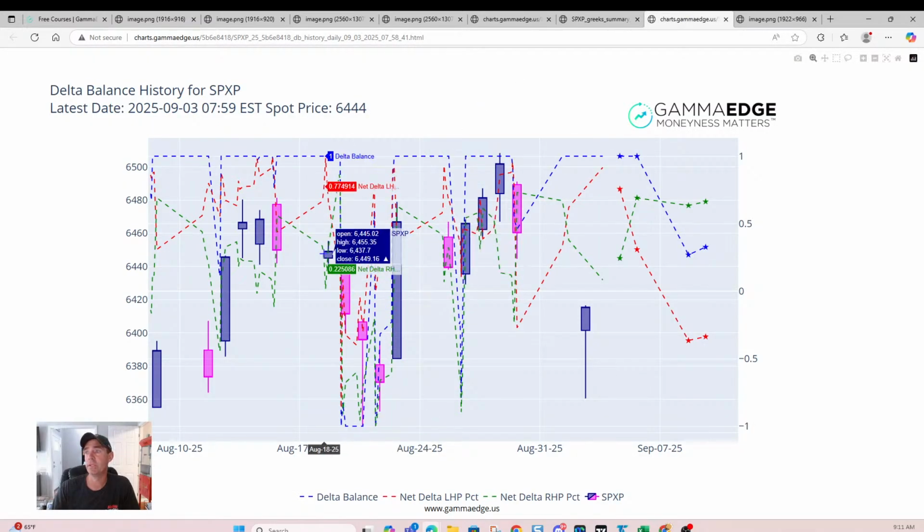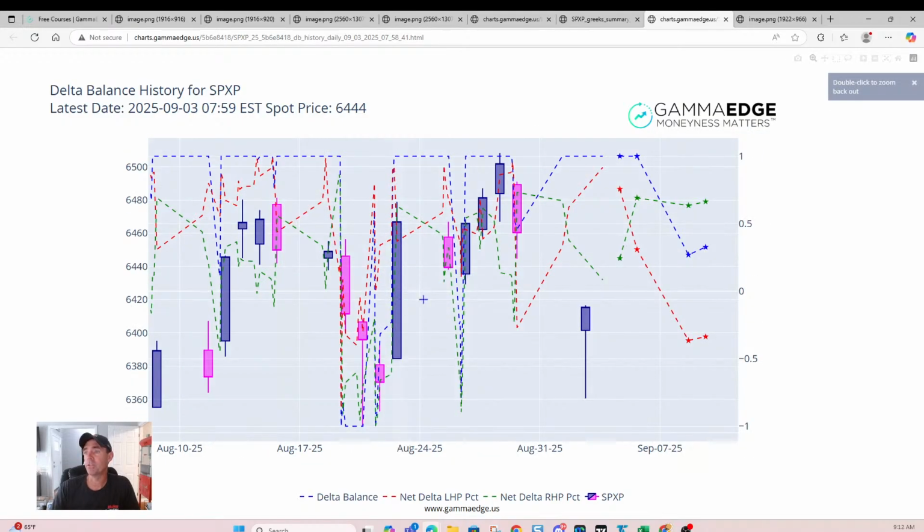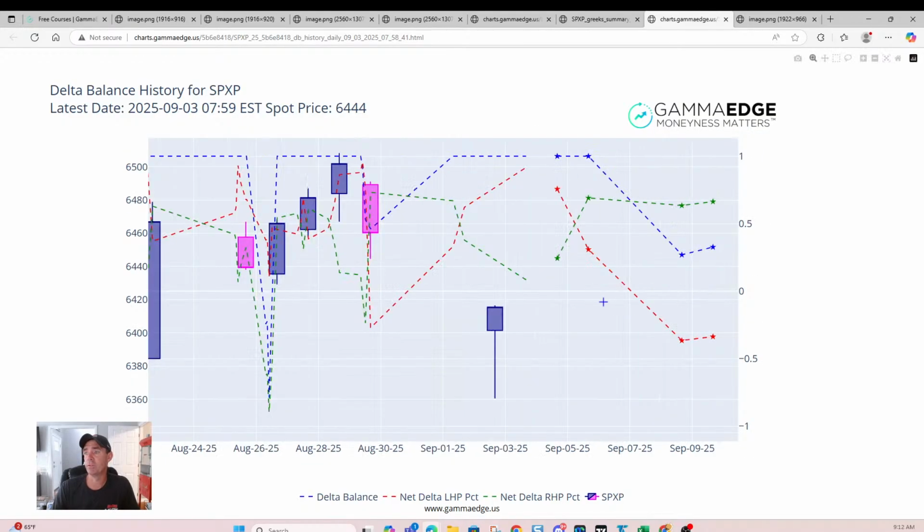All right, let's move on to the delta balance. Key takeaway, I'm sorry about that. All of our charts here at Gamma Edge are interactive, and you can zoom in and scroll over. So obviously I can scroll over. This gives us our strike for the day down towards the bottom there. You see it's September 3rd. The main thing to take away here is that we separate these from the right-hand plane and left-hand plane, so above spot price and below spot price.